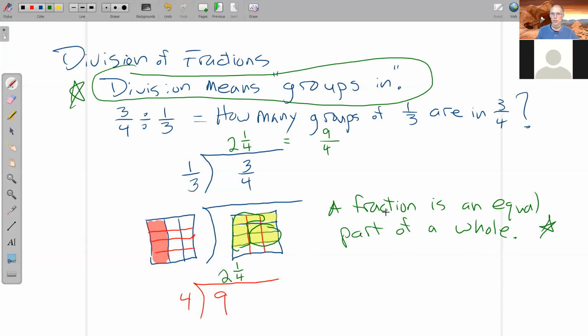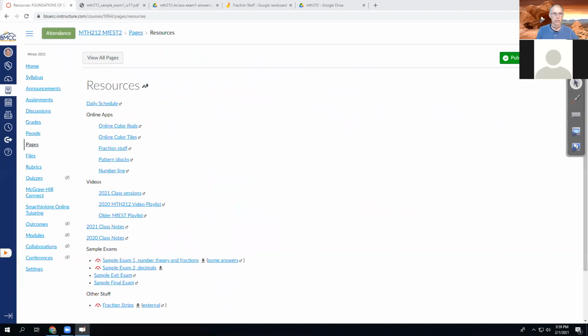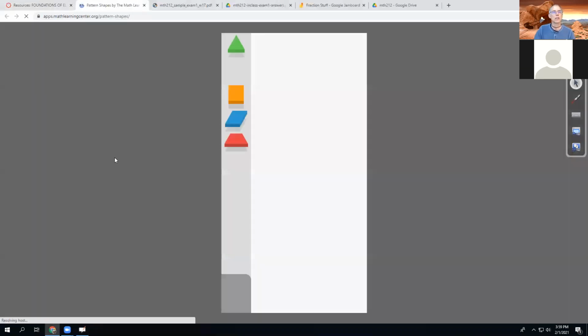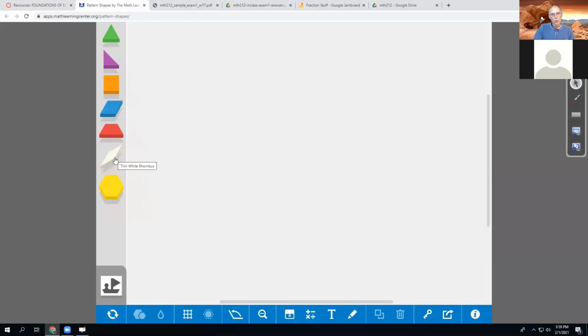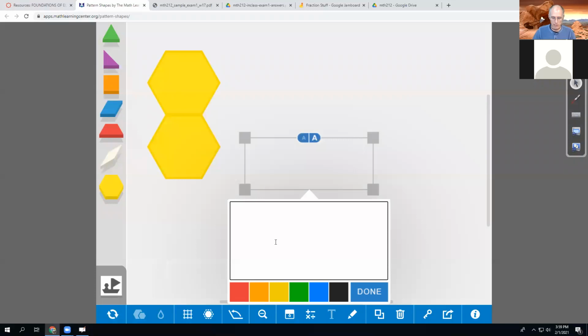So next I want to try this using those other toys, the pattern blocks. And for that, I think I'll use the pattern block app here. In order to create 3/4 with these, then a whole has to be 2 of these. So these 2 pieces is going to be a whole. So I'm just going to throw some text on there that says that. 2 hexagons.